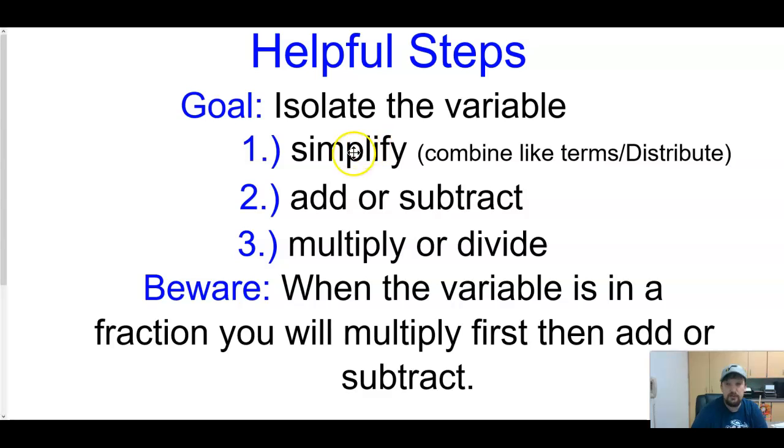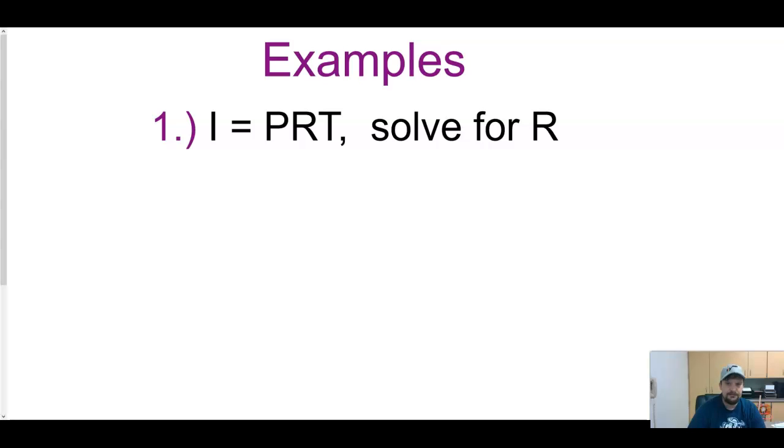So the steps are, first we need to simplify things, like combine like terms or distribute. Step 2 is you're going to add or subtract, step 3 multiply or divide. But once again, beware, when the variable is in a fraction, you will multiply first and then add or subtract. Alright, so let's look at some of our examples.